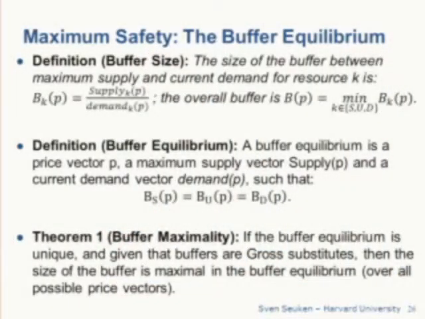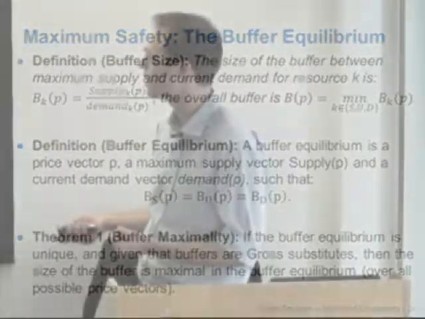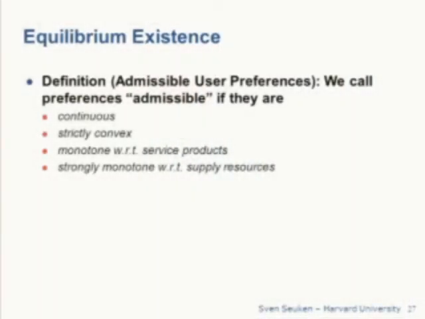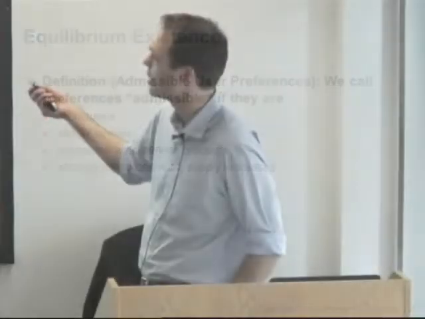So now that we know that this is a desirable state of the system to update prices, let's ask the question, does this price vector even exist? And under what conditions does it exist? To answer this question, I'm going to define what I call admissible user preferences, where we say that a user's preferences are admissible if they're continuous, strictly convex, monotone with respect to the services they're consuming, and strongly monotone with respect to the supply resources they're supplying.